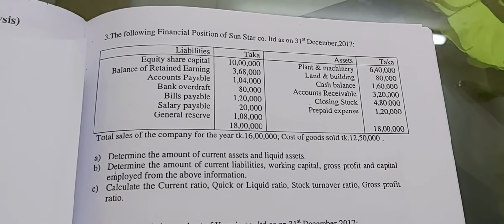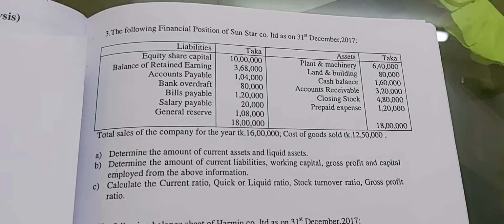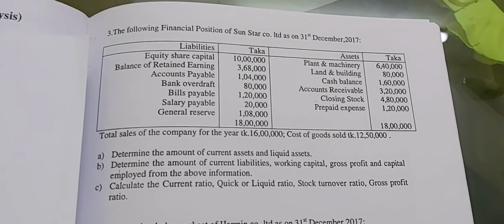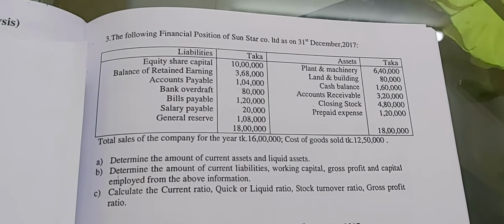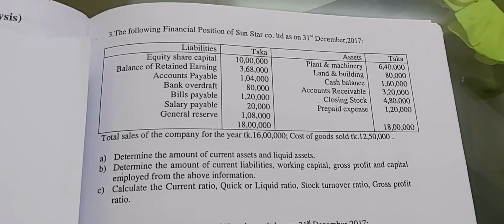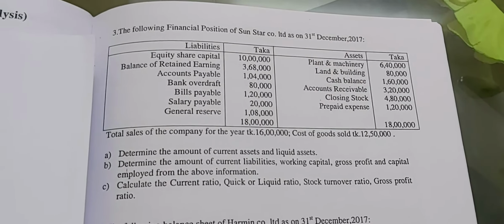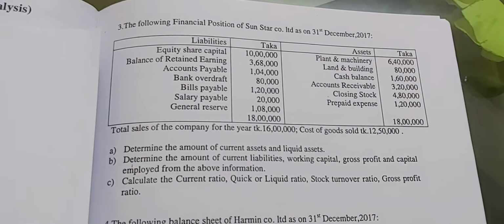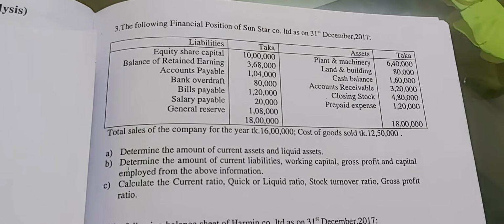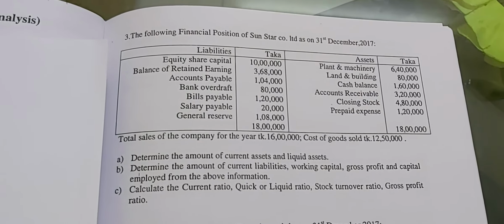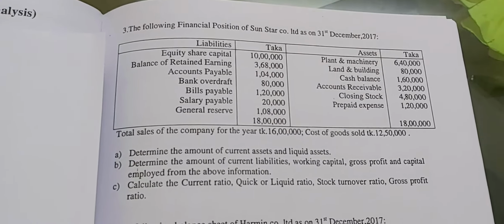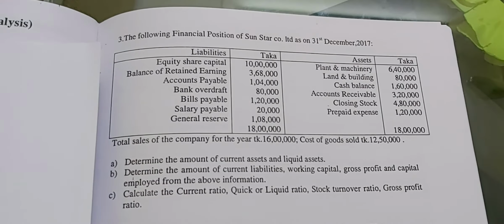On the right side, assets: plant and machinery taka 6,40,000, land and building taka 80,000, cash balance taka 1,60,000, accounts receivable taka 3,20,000, closing stock, that is closing inventory, taka 4,80,000, and prepaid expenses taka 1,20,000. Total amount of assets is taka 18 lakh.